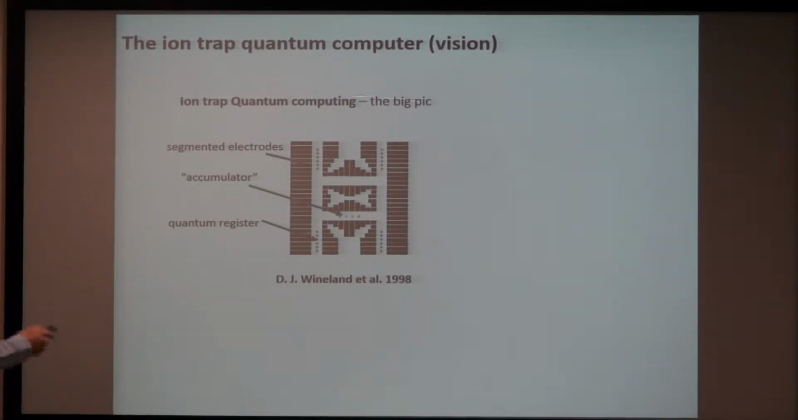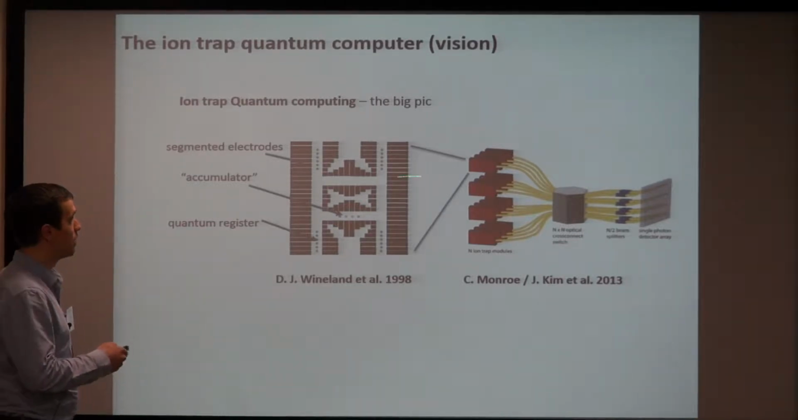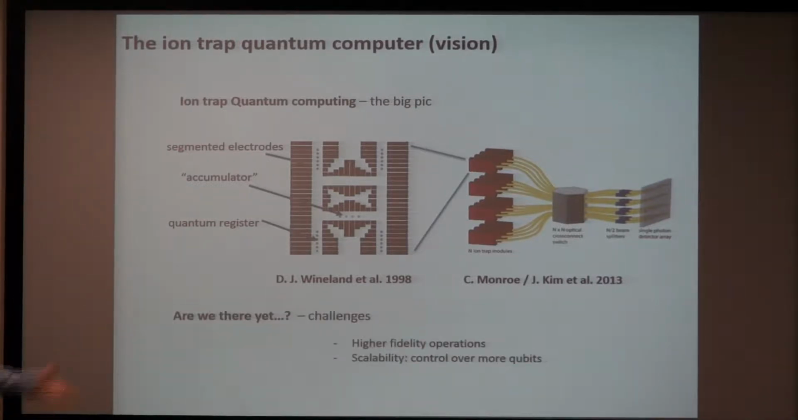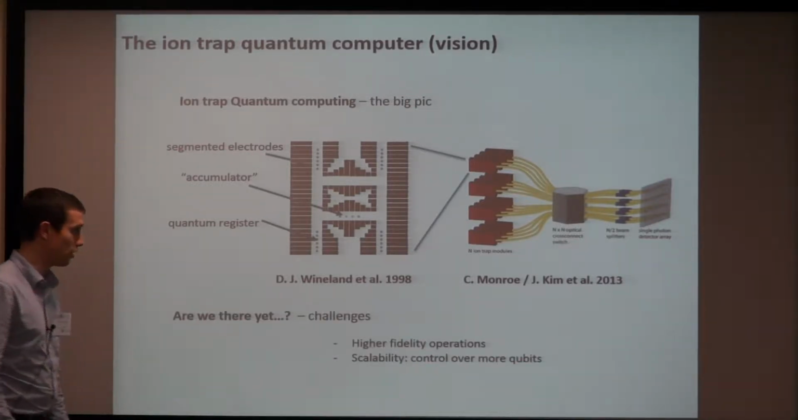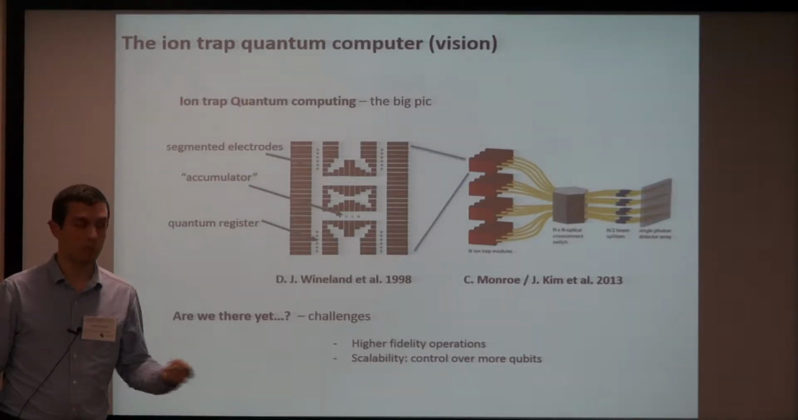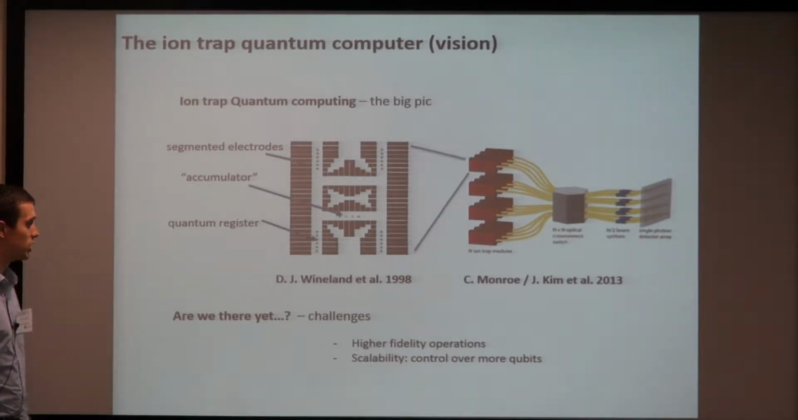And of course, this is not going to be infinitely large, so you might consider this a single module in a bigger system where these modules are connected by entangled photons. And of course, we're not there yet. We're working on several technological challenges, mostly increasing the control over the system, controlling more qubits, more ions, and improving the fidelity of our quantum operations.